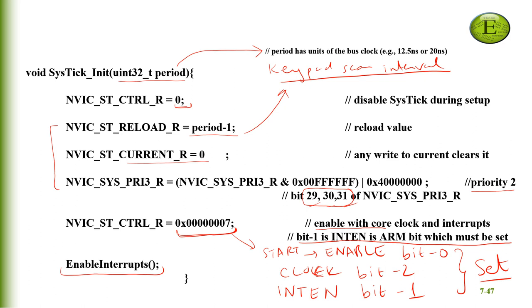So this SysTick timer initialization routine needs to be executed so as to ensure that the keypad scan interval is synchronized properly with the SysTick timer interrupt. So each time the SysTick timer completes its countdown, its interrupt service routine will be executed by the microcontroller. And now our last step is to write the interrupt service routine of the SysTick timer interrupt, wherein we are going to invoke the keypad scan routine.